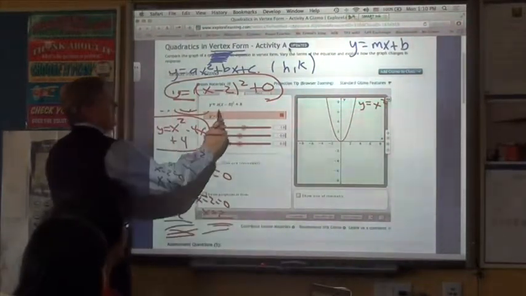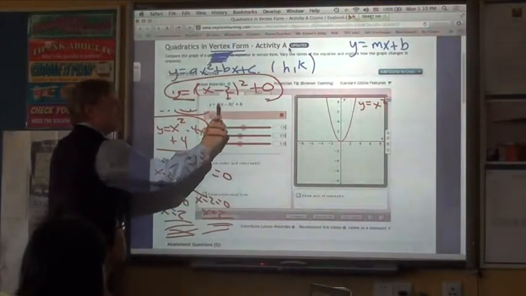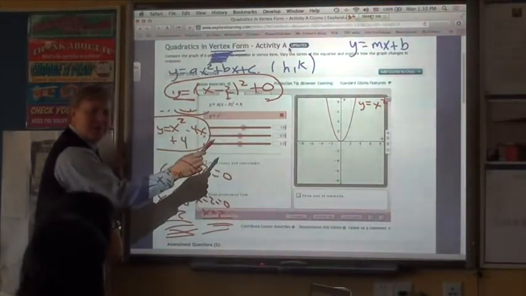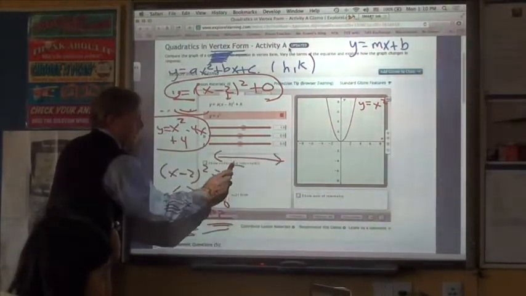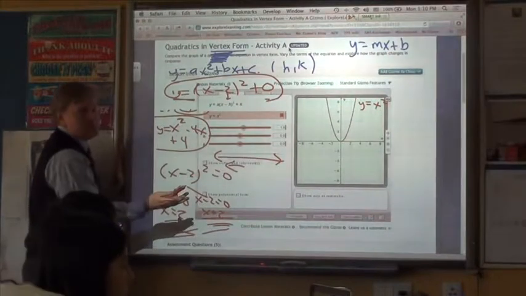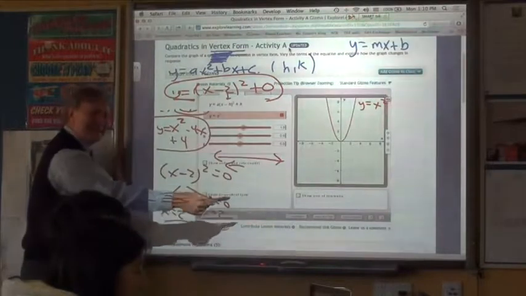Smartboard is getting a little bit tired. You've put a 2 in for the h, correct? And it's x minus 2. And the thing that's strange about this is you guys are very familiar with number lines. When you go negative, don't you go left? Yeah. So when you put in minus 2, why does it go right?